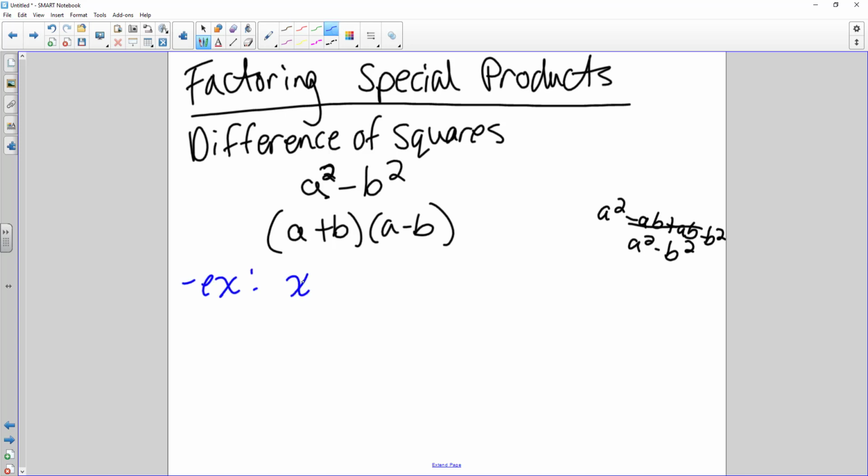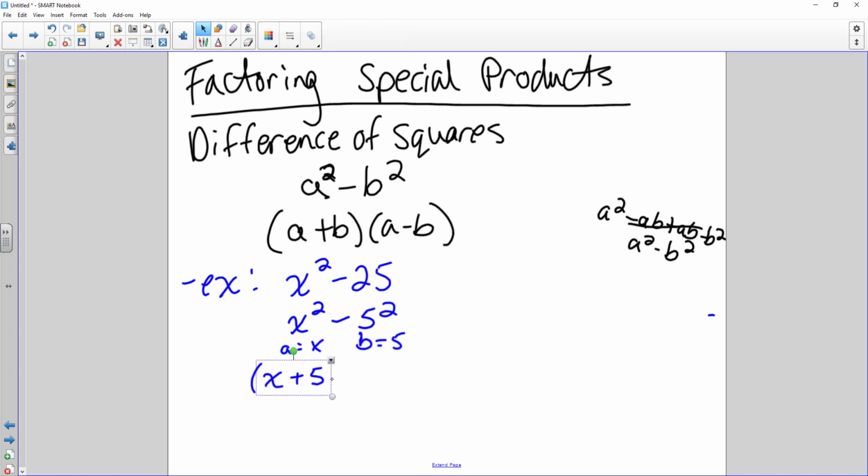So like if I have x squared minus 25, if I want to rewrite this, x squared minus 5 squared. This is saying that a is x, b is 5. So when I rewrite the factored version, every time I see an a, I'll write x. Every time I see a b, I'll write 5. So x plus 5, x minus 5. And if I FOILed that out, I would get back to my original x squared minus 25.